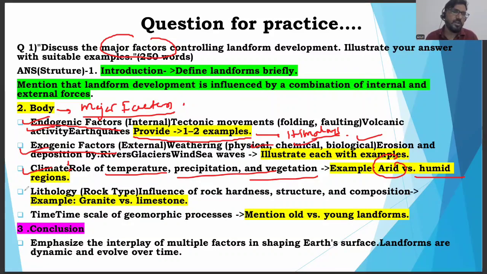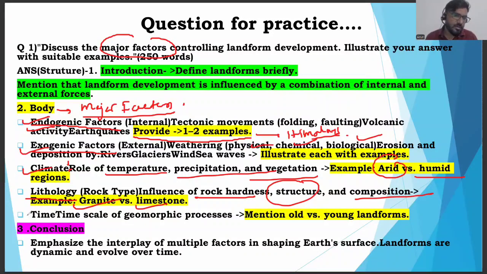And the fourth factor we can write is related to rocks, that is lithology, right? What kind of rocks are there? Whether the rocks are hard rocks or soft rocks. What kind of hardness, degree of hardness, structure, the composition of rocks, whether granites or limestones are there, or gabbro, schist, slates, and even basalts are there, right?